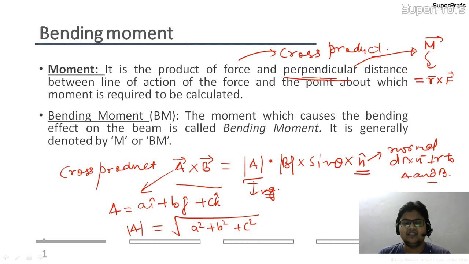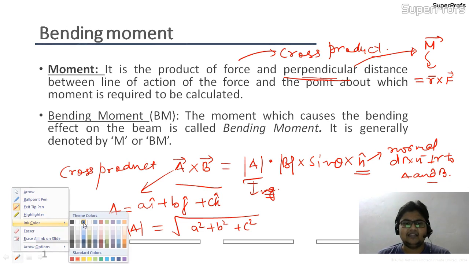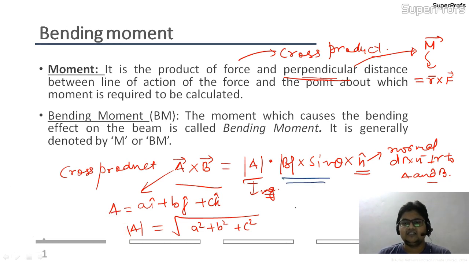So this is the general definition of the moment: it is nothing but the product of force and perpendicular distance. This perpendicular word, you will be able to see in this expression itself, in the term b sine theta. Suppose this is my vector a, and this is my vector b, making a theta angle with vector a, so this distance is nothing but b sine theta. So the perpendicular distance multiplied by the force will give you the moment. So what is this bending moment? Now this bending moment is the moment which is causing the bending effect on the beam.